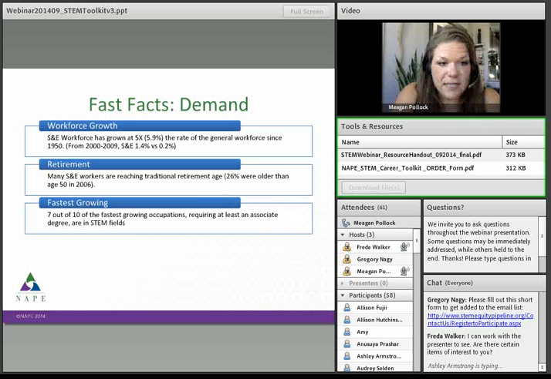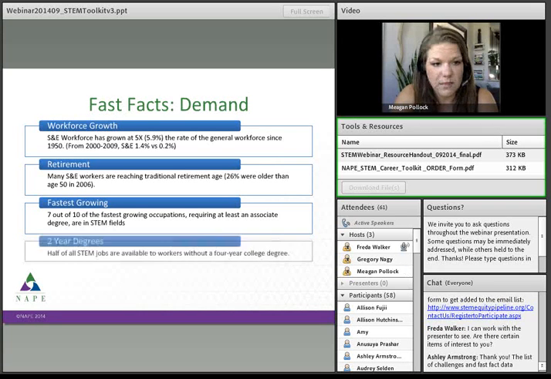The next thing is that STEM careers are growing. So the jobs that our students are going to have, we don't even necessarily know what they are right now. And so if we look at the fastest growing occupations, 7 out of 10 of them requiring at least an associate's degree are in STEM disciplines.